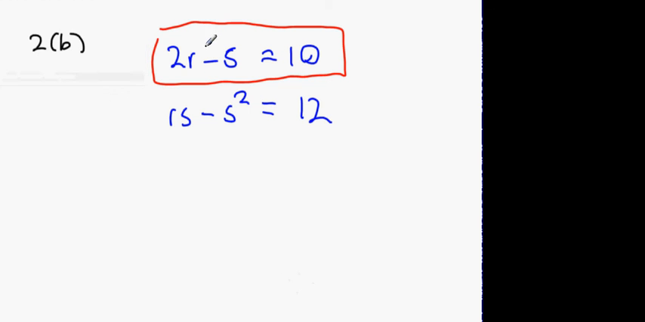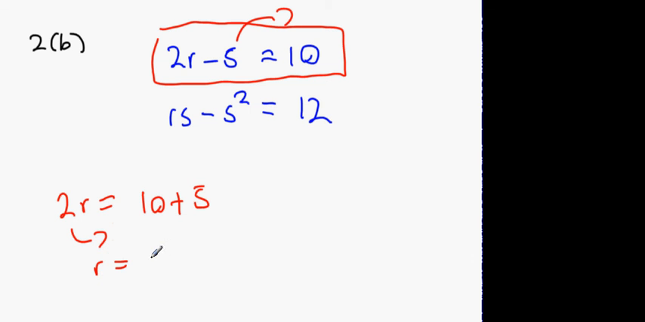You have two choices. You could bring the s over to your side and you could say 2r equals 10 plus s. Still won't get your 8 marks. You got to get r on its own. Divide by 2. 10 plus s all over 2. You're correct, but the next part is going to be too difficult if you do that.